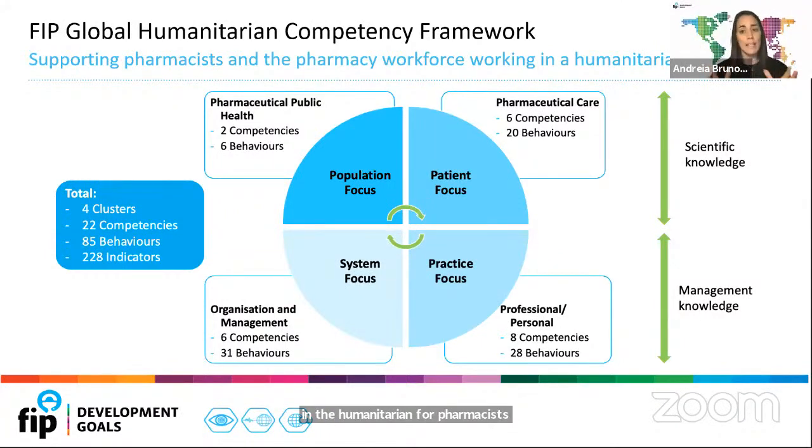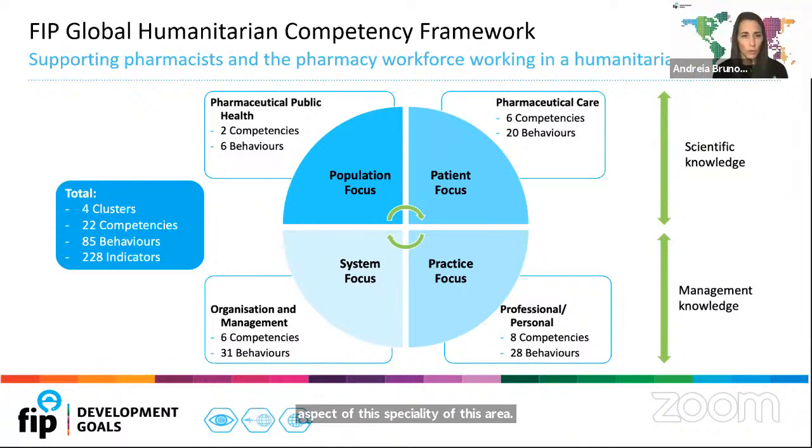So in a nutshell, from all of those 600 lists of activities that we had as a base, we've clustered them, we've analyzed them, and we've turned them into competencies, connecting those attitudes and behaviors into something that is more developmental and useful for pharmacists and pharmaceutical workforce working in the humanitarian arena. They still have the four main clusters similar to the GBCF: pharmaceutical public health, pharmaceutical care, organization and management, and also the professional and personal aspect. All of this has different focuses, population, patient, systems and practice, and different knowledges attached to those groups, more scientific or more management. And management also was a very clear aspect of this area of work.